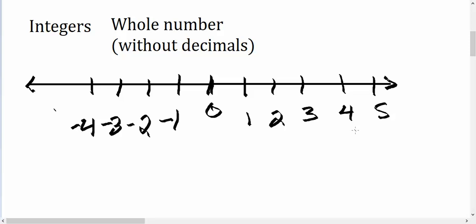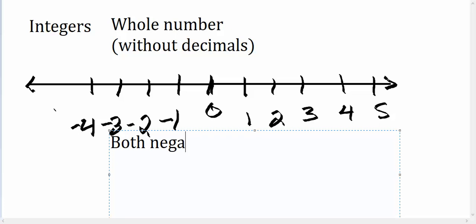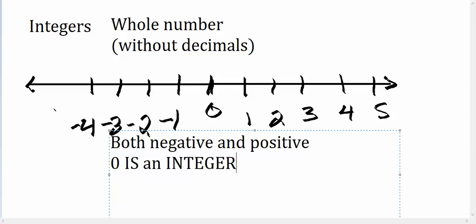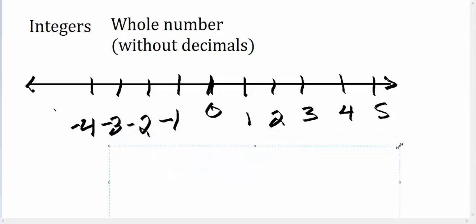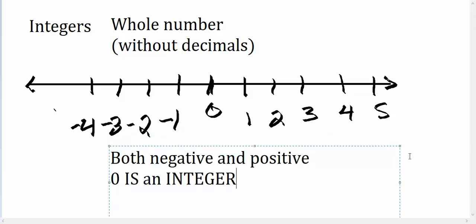All right, so a couple of important points to make about integers. Integers can be both negative and positive. These are all integers. 0 is an integer. Sometimes we kind of forget that 0 is an integer, and this is an important thing to remember in the GMAT.